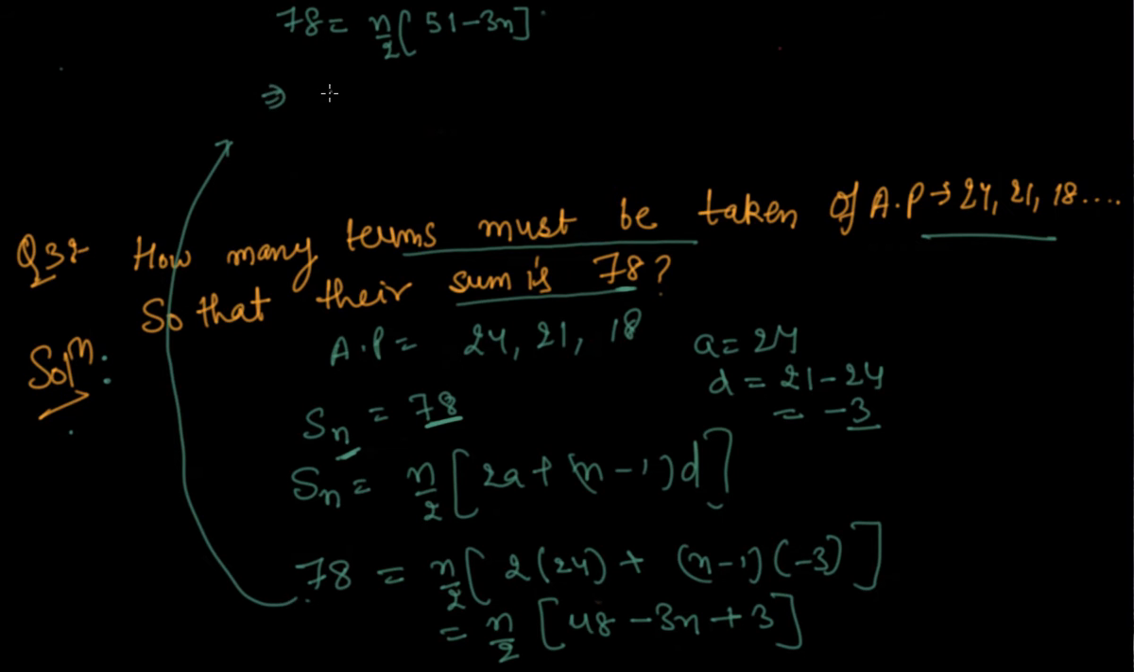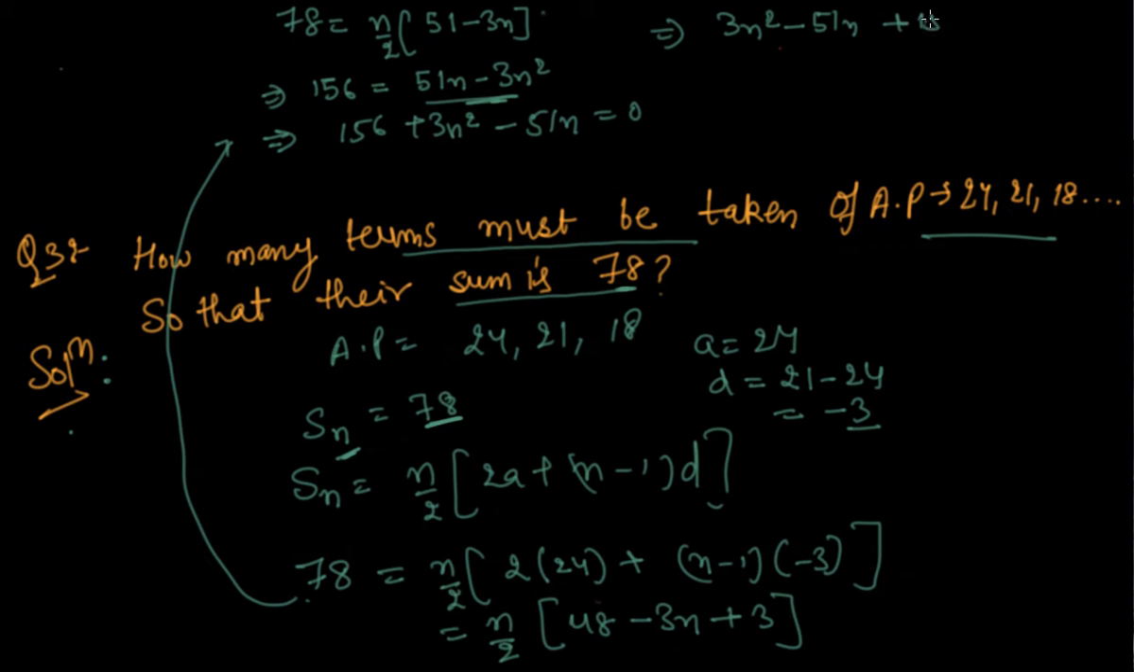Taking the 2 to the other side, this is 156 equals 51n minus 3n square. So students, here it comes as a quadratic equation, which I taught you in my previous videos also. You can go there if you still face any issue solving the quadratic equation. So 156 plus 3n square minus 51n equals 0. How to solve this quadratic equation? 3n square minus 51n plus 156.